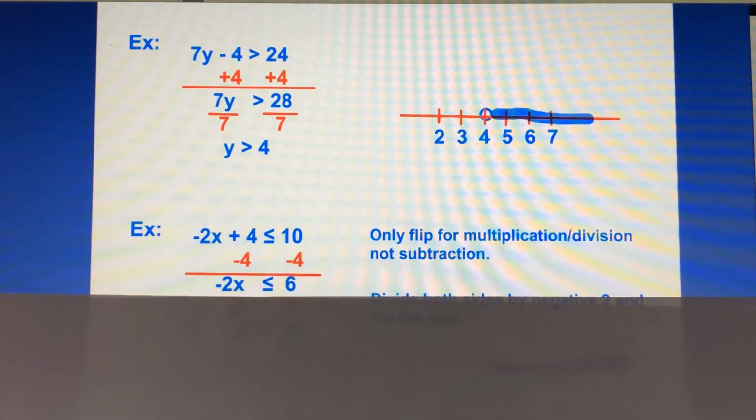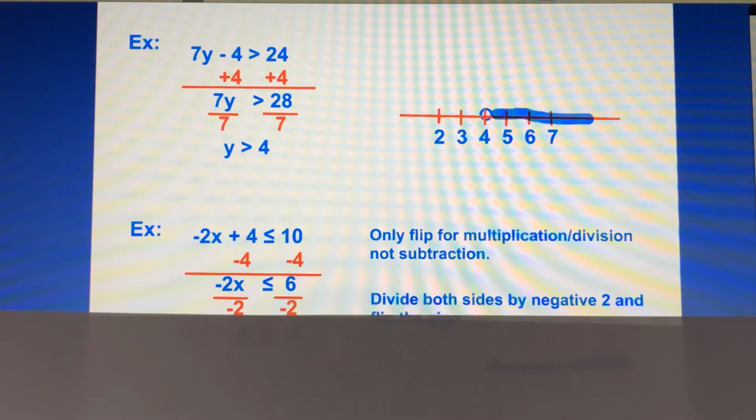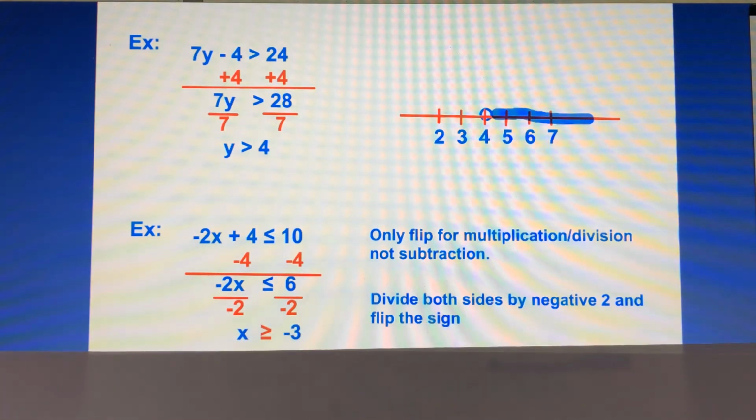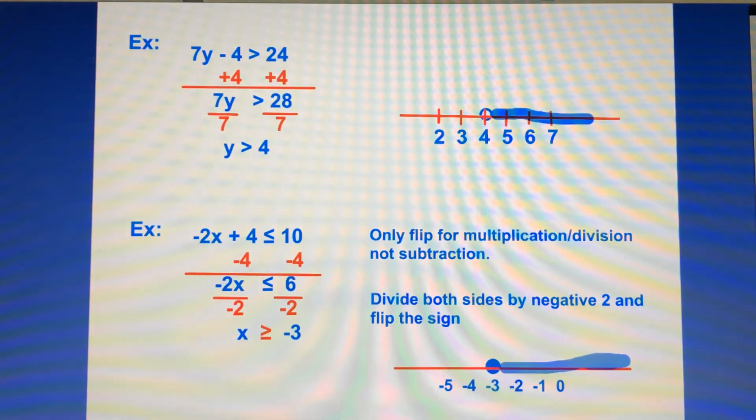Negative 2x is less than or equal to 6. In this case, now, in order for x to live alone, I must divide by negative 2, and when you divide both sides by a negative 2, you must flip the sign. And now I have x is greater than or equal to negative 3. Solid circle at negative 3, shade to the right.